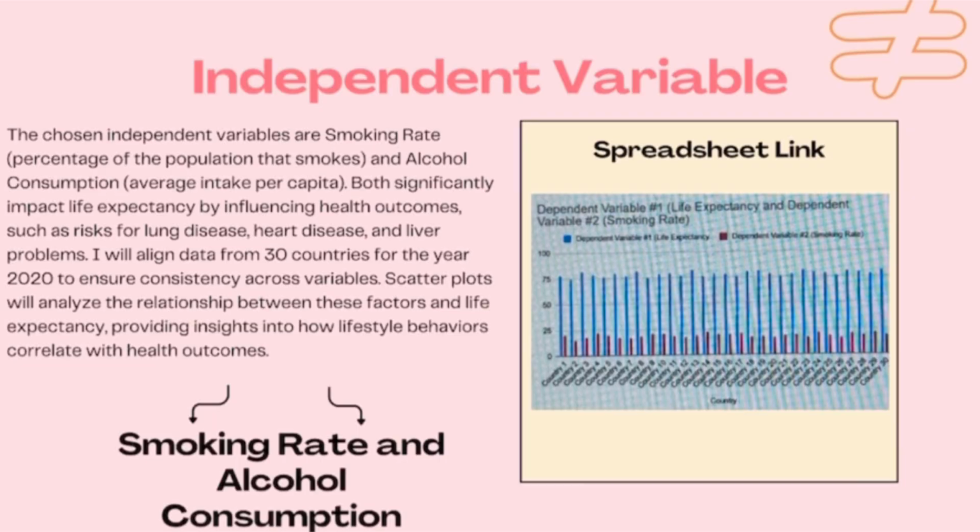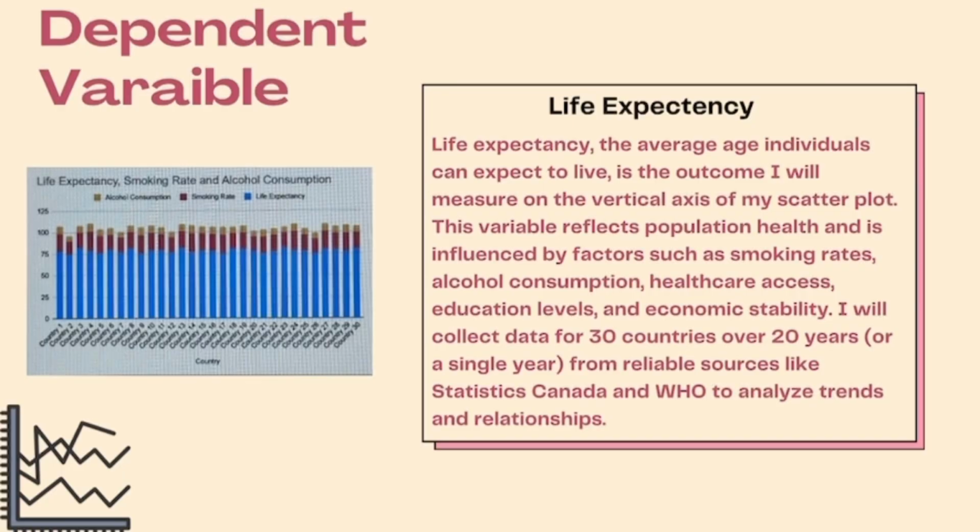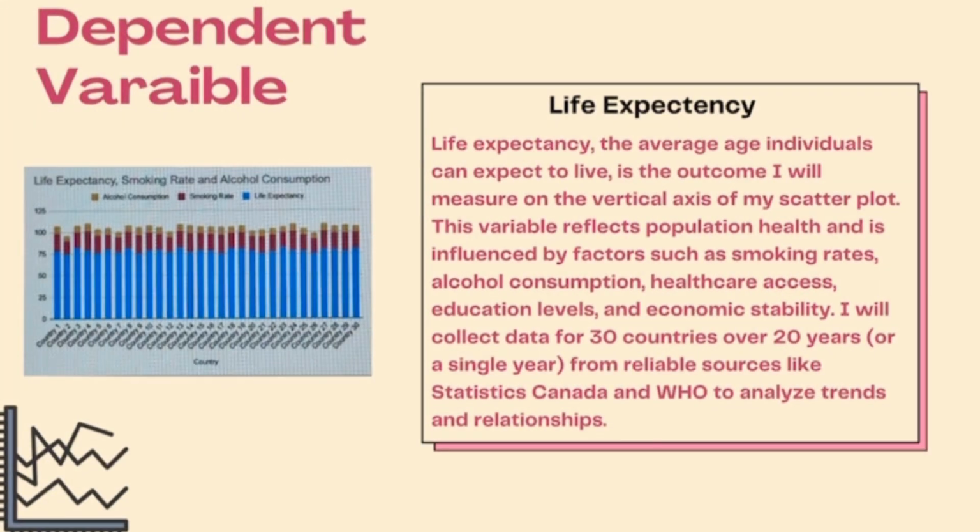longer lifespans. I chose life expectancy as my dependent variable to examine how different factors such as smoking rates and alcohol consumption influence population health. I decided to place life expectancy on the vertical axis of my scatter plot because it reflects the overall well-being of countries.